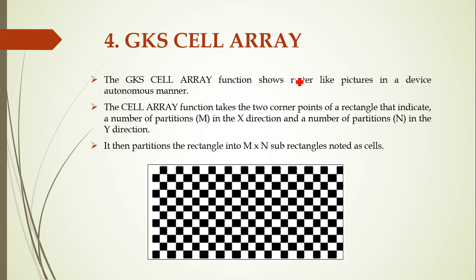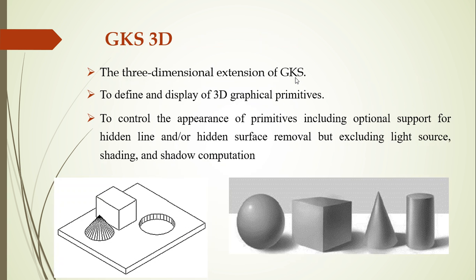So the final one is GKS 3D. GKS 3D is similar to the GKS 2D commands we have just gone through. We have just gone through the GKS primitives, and GKS 3D is just an extension of the 2D primitives we have already seen, just like the circle. If you extrude a circle, it will become a cylinder. Again, if you revolve a circle, it will become a sphere.